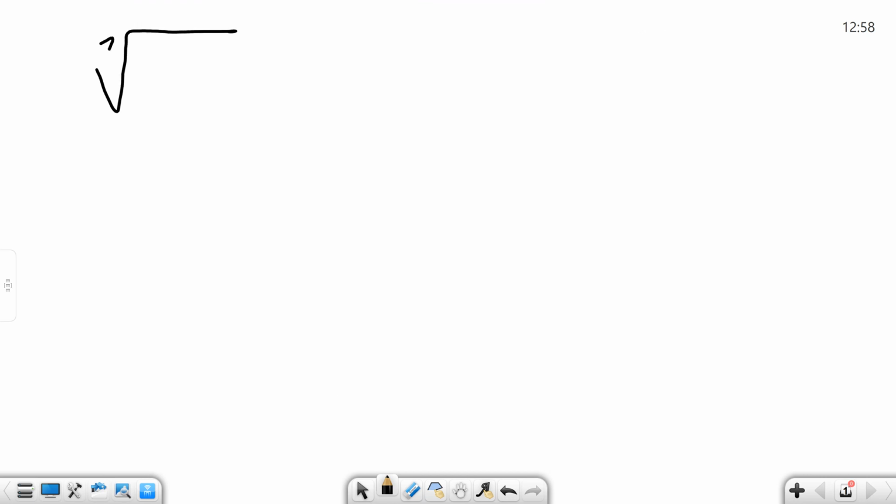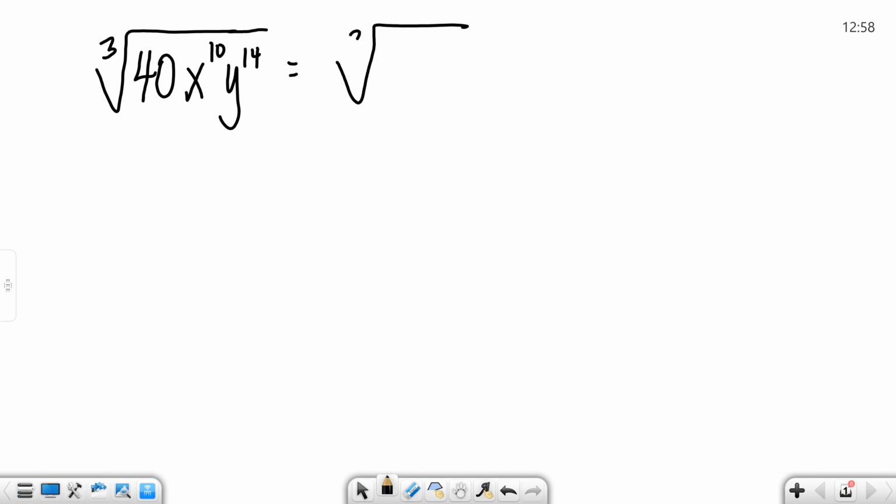All right, let's do the cube root of 40 x to the 10th, y to the 14th. So I want to break this up into two radicals. This first radical, I want to be able to simplify. So I'm looking for a number that goes into 40 that I can take the cube root of. That's 8. Well, you can't just change 40 to 8. So I put 8 times 5 in the other radical. 8 times 5 is 40.